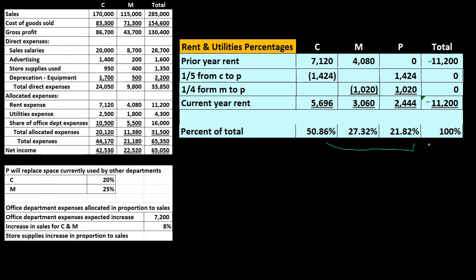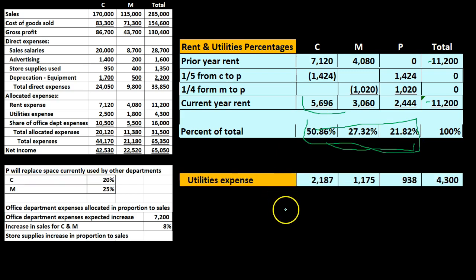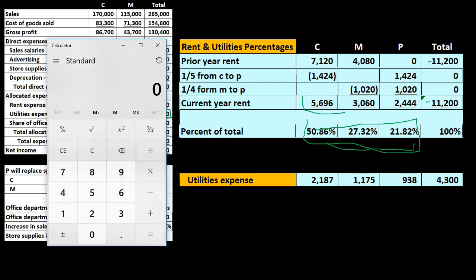We can then use those percentages to allocate out the utilities. So in other words, this is going to be the rent allocation. These are the percentages that we're going to be using to allocate out the utilities. So the utilities then are at 4,300. And we're going to take that 4,300 and use these percentages. 4,300 times 0.5086. There's rounding involved here, as we know, about 2,187.